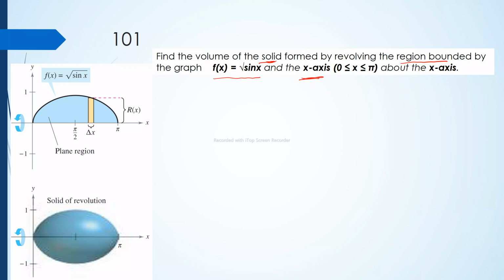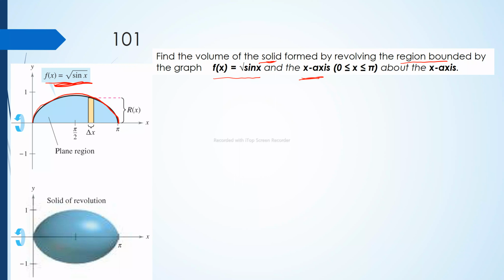Now, first, if we don't have a graph, this has a similar concept with getting the area, right? If there is no graph, then you try to draw the graph, to draw the curve. Since here we already have the drawing of the curve, it is represented by this curve. This is f of x equals the square root of sine x.